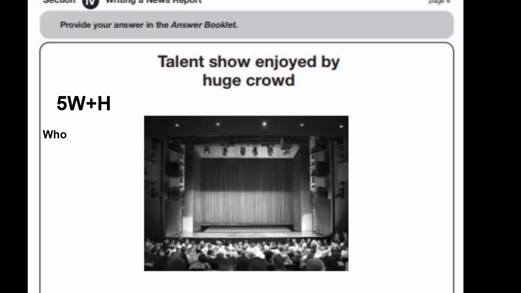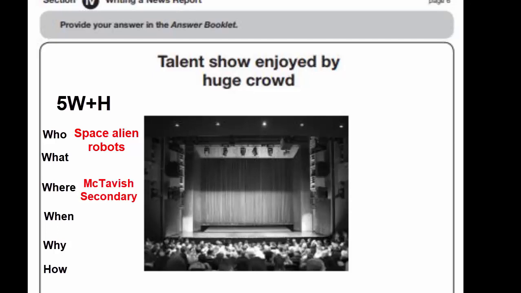A good brainstorming strategy is the 5W plus H. Who, what, where, when, why, and how. Use your creative thinking skills to come up with details for your story. You can make up any names or places that work with the picture. The people who are marking your story just want to read something that makes sense with the picture and headline. If your story is too silly, they will take off marks. So do your best to write a report on this made-up event.